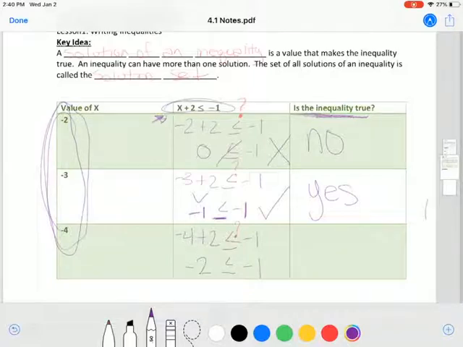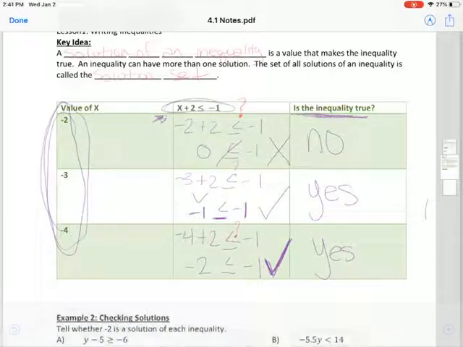So is -2 less than -1? And it is. If you think about it, if you owe the bank $2, that's worse than owing them $1, right? You owe them more money. So yes, -2 is less than -1. So this inequality is true, and -4 is part of our solution set. -4 is a solution of x plus 2 is less than or equal to -1.